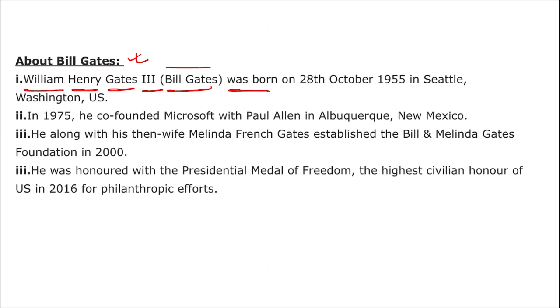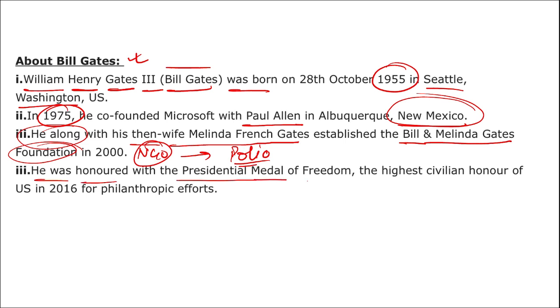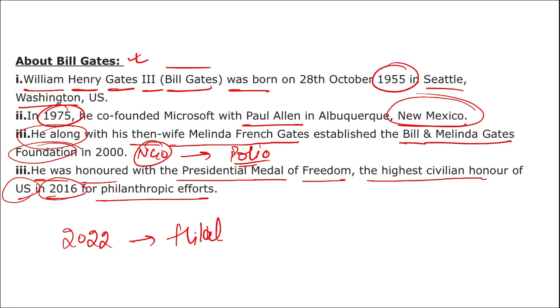Next, if we are talking about Bill Gates, William Henry Gates III, known as Bill Gates, was born in 1955 in Seattle, Washington. In 1975, he co-founded Microsoft with Paul Allen. He, along with his then wife Melinda French Gates, established the Bill and Melinda Gates Foundation. This is the NGO I was talking about, which is working on the eradication of polio. He was honored with the Presidential Medal of Freedom, the highest civilian honor of the US, in 2016 for philanthropic efforts. And now in 2022, he has been honored with Hilal-e Pakistan.